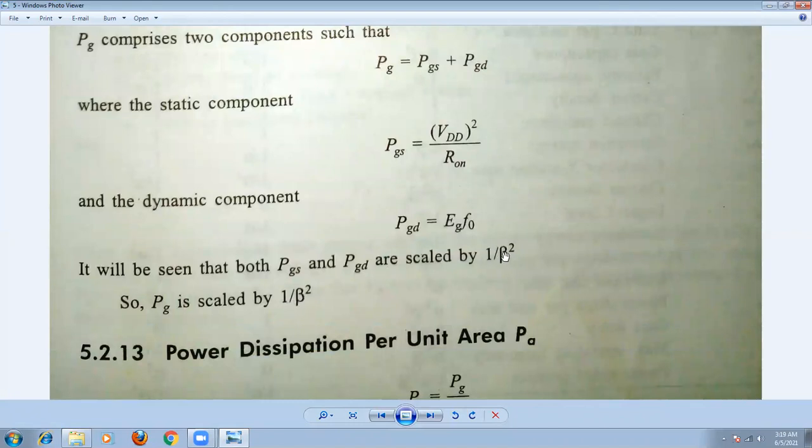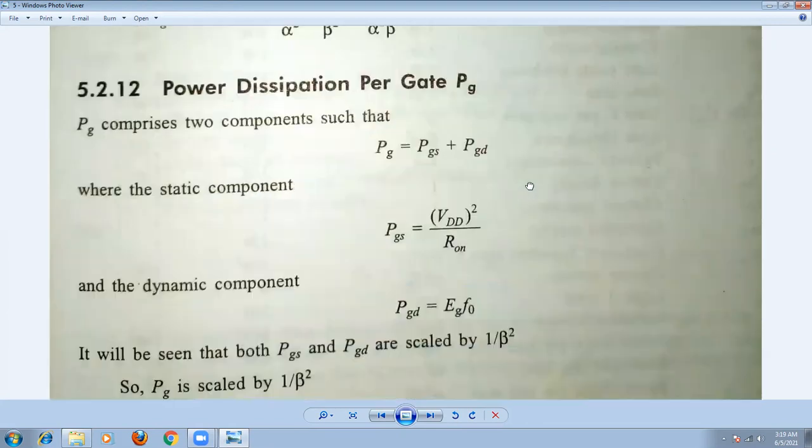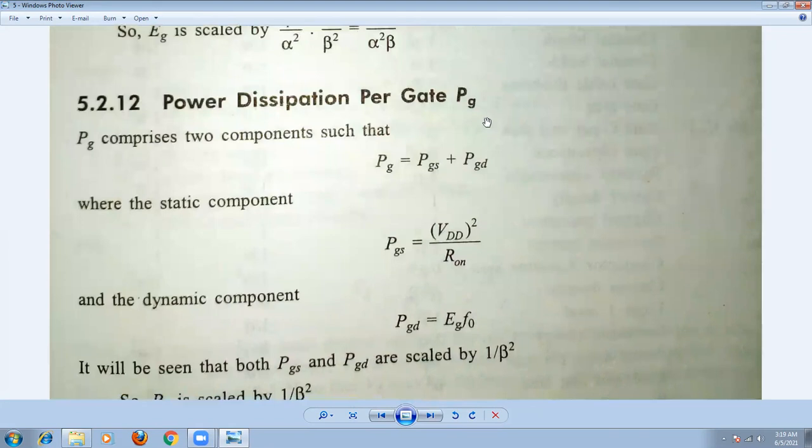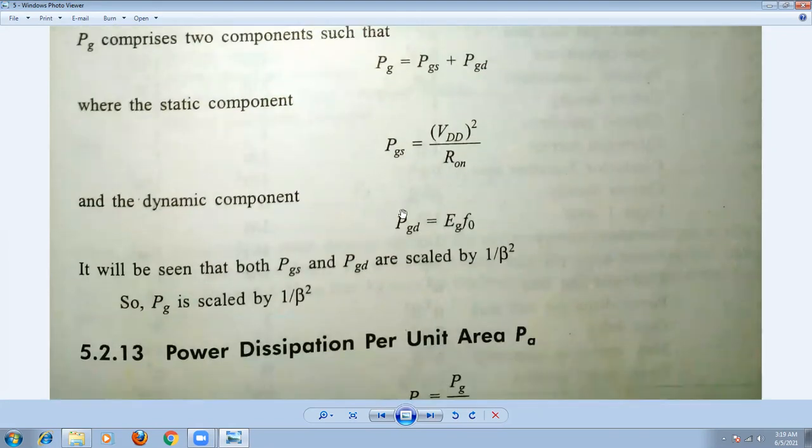So substituting these values, the total value is scaled down by 1 by beta square. There is 1 by alpha square into beta square, into beta by alpha square divided by this value. Alpha cancels, so you get 1 by beta, and 1 by beta is equal to 1 by beta square. So that is about power dissipation per gate, static and dynamic components.